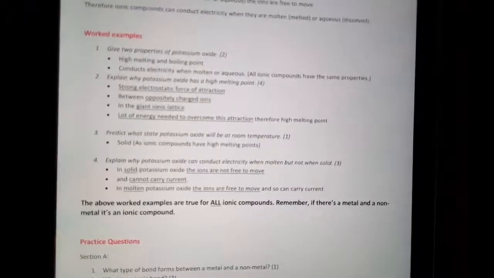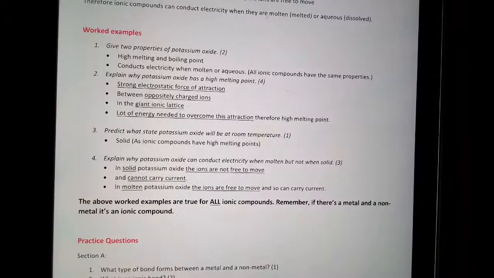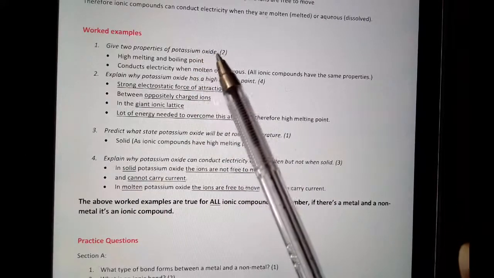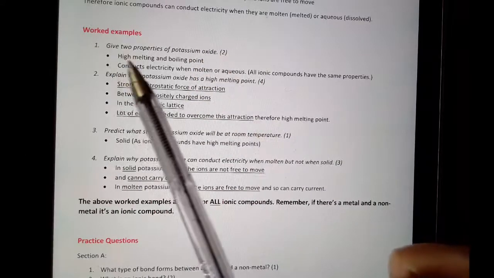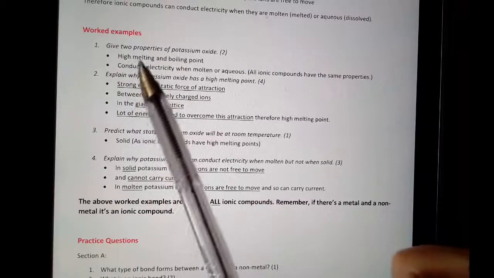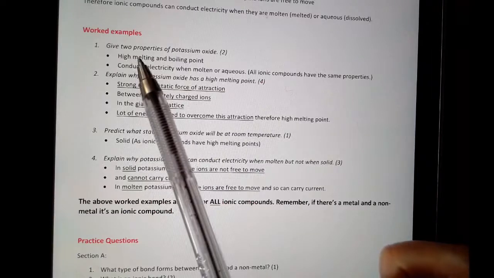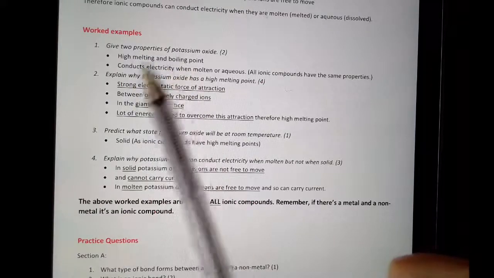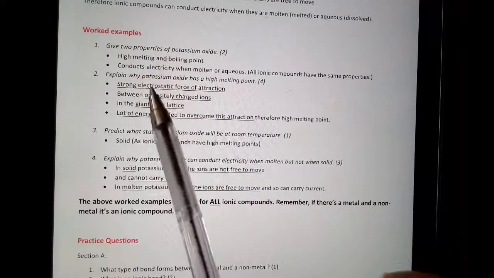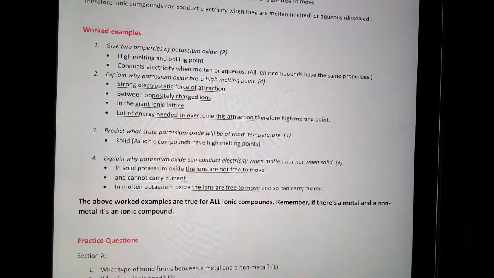And in these examples, I've used potassium oxide. Again, potassium oxide is an ionic compound. You've got potassium, a metal, bonded to oxygen, a non-metal. If you're asked for properties, again, it's the two that I've just gone through. Pay attention to this. You don't get two separate marks for saying high melting and boiling points. They don't count as separate properties. Explain why potassium oxide has a high melting point. These are the things that you would need to say.